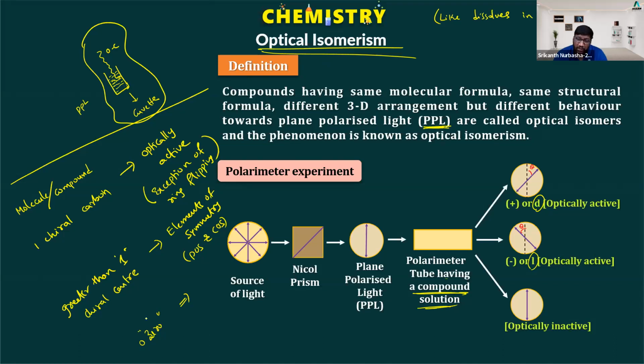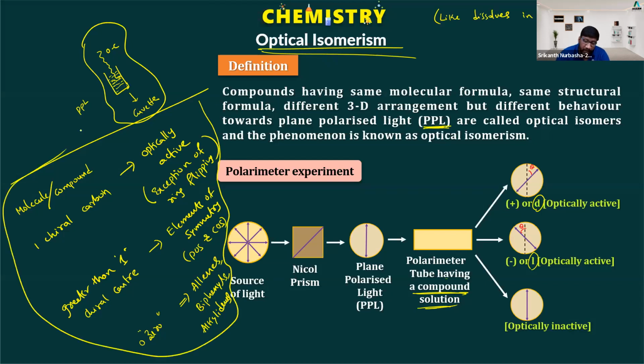Yes. So zero chiral carbon compounds are also found to be optically active, like allenes, biphenyls, alkylidenes. We'll discuss all of this. First, you have to know the complete idea.